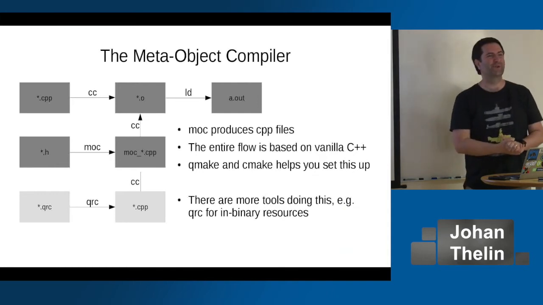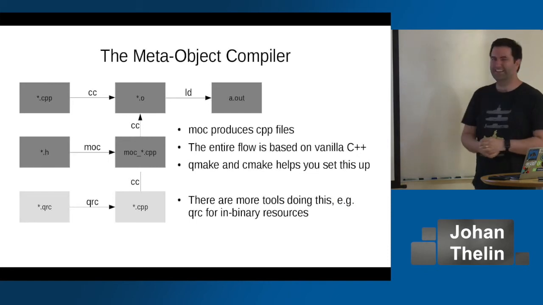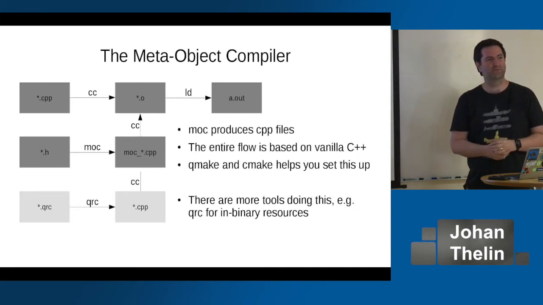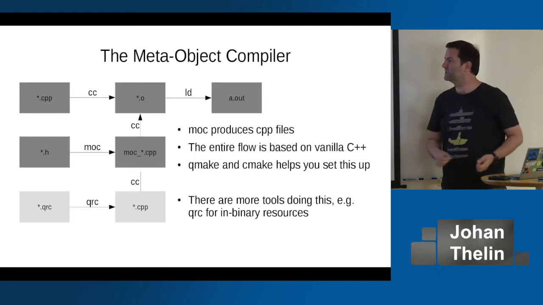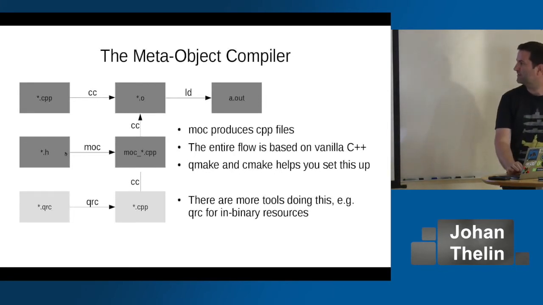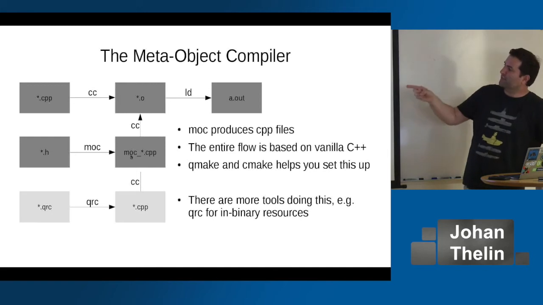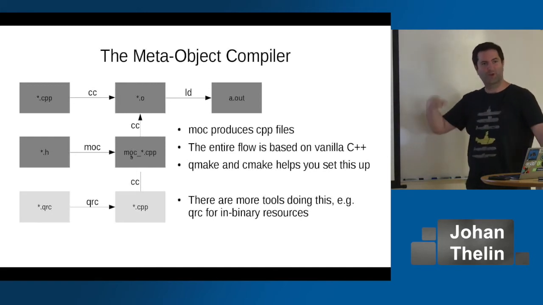So how does this work, since I say it's not black magic? It is actually vanilla C++, but you have a tool called the MOC, the Meta Object Compiler. And what it does is that it takes your header file and it compiles a second C++ file out of it. Those are the implementation of your signals and a table to look up the slots.